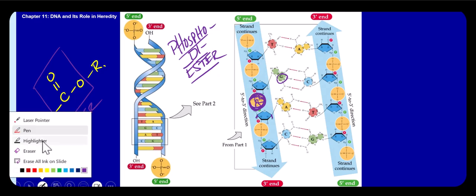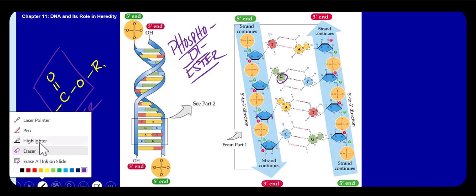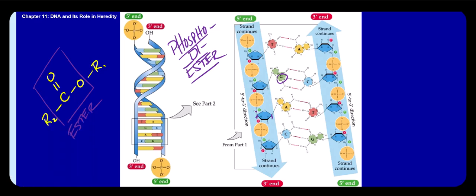The phosphodiester bond is formed between carbon 5 and carbon 3. Carbon 5 of one sugar, carbon 3 of another sugar. So we have a phosphodiester bond attaching a 5 prime to a 3 prime, 5 prime to a 3 prime, and so on. So that's how we form the sides of the DNA molecule.